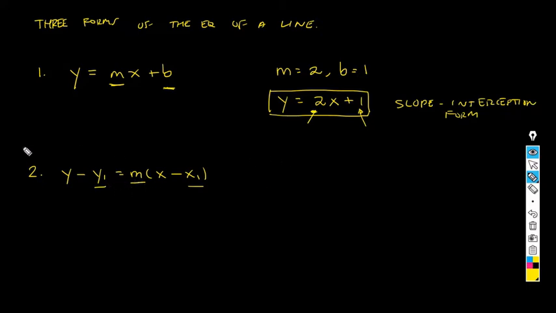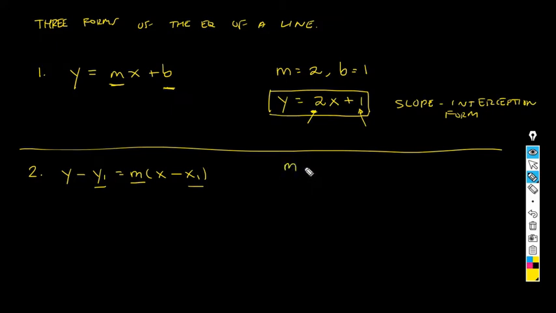For example, let's suppose the following. You know that for a particular line the slope is 3, and we know that the point (1, 2) belongs to such line. Then how do we write the equation if we know this and this? Okay, we just have to follow this form of the equation. We have to fill in the data.